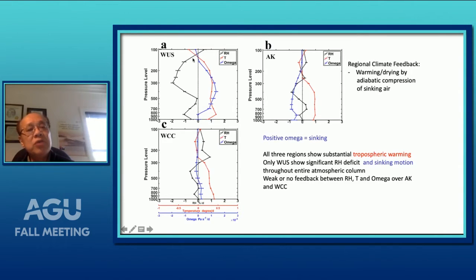So in the Western US, you see this very strong feedback, which is warming and drying by adiabatic compression of the sinking air. If you look at the Alaskan region, you don't actually see this. You can see there's a reduction, but you don't see the robust positive feedback. In the same way with the Western Canada region, you don't see that same kind of strong signal. So you don't see this regional feedback there.